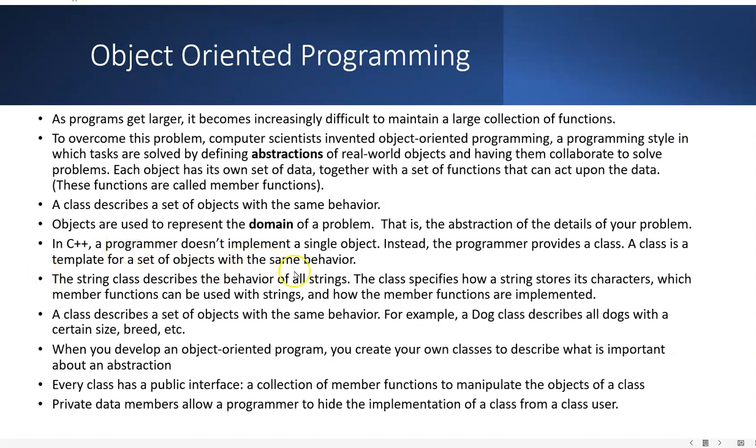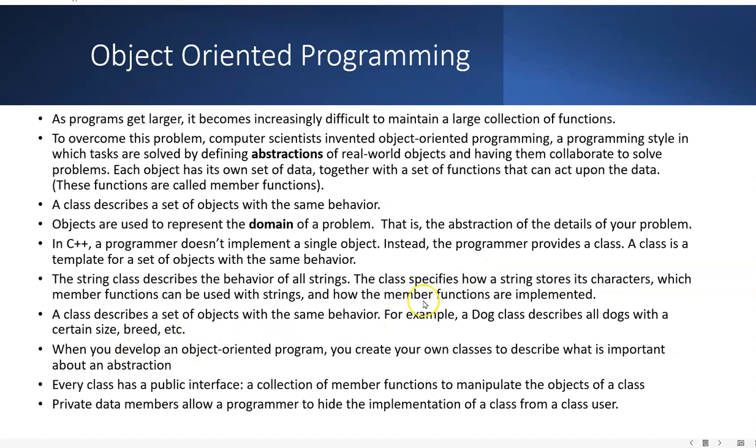In C++, a programmer doesn't implement a single object. Instead, the programmer provides a class. A class is a template for a set of objects with the same behavior. Using an analogy as before, you can think of dog as a class, and your dog, Rufus, as an instance of that class, which has details identifying it as Rufus. The string class, for example, describes the behavior of all strings. The class specifies how a string stores its characters, which member functions can be used with strings, and how the member functions are each implemented.